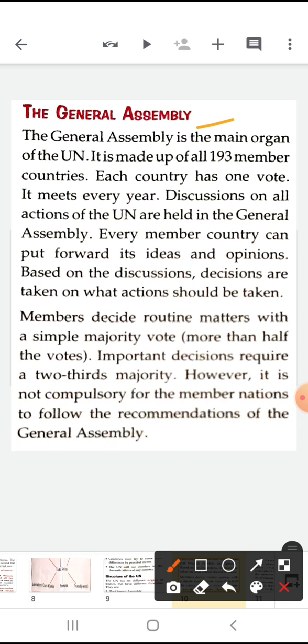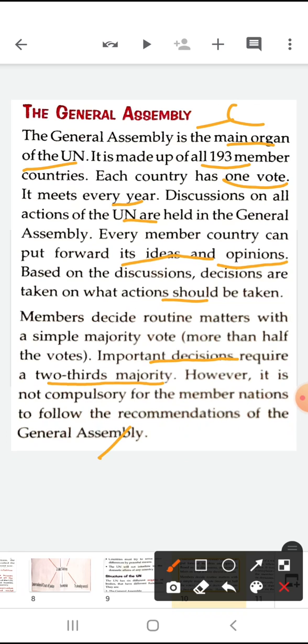First of all, the General Assembly. The General Assembly is the main organ of UN. It is made up of all 193 member countries. Each country has one vote. It meets every year. Discussion on all actions of the UN is held in General Assembly. Every member country can put forward its ideas and opinions. Based on discussions, decisions are taken on what actions should be taken. Members decide routine matters with a simple majority vote. Important decisions require a two-thirds majority. However, it is not compulsory for the member nations to follow the recommendations of the General Assembly.